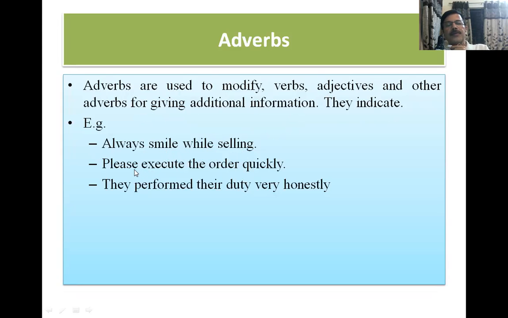And then another example is please execute the order quickly. Execution is a verb. Quickly executing is nothing but adverb. They perform the duty very honestly. Honestly is the adverb.